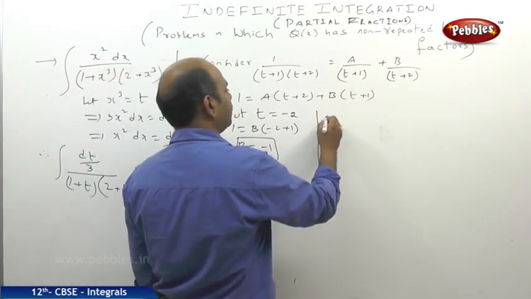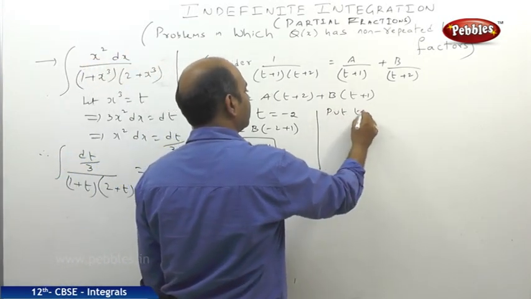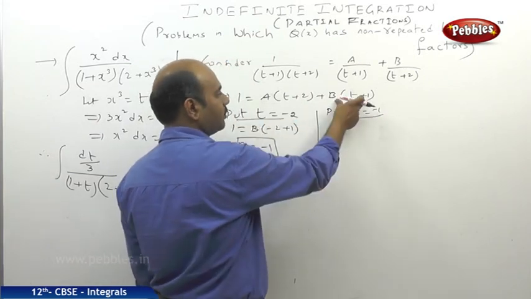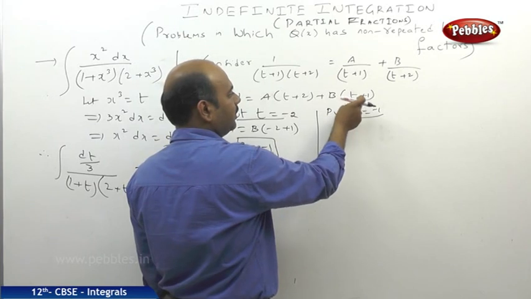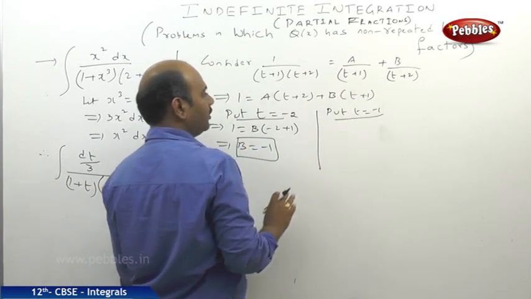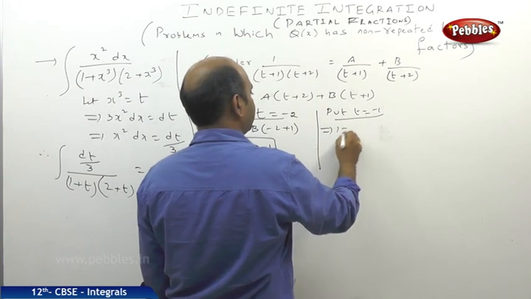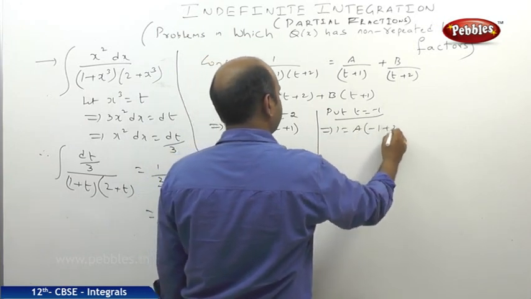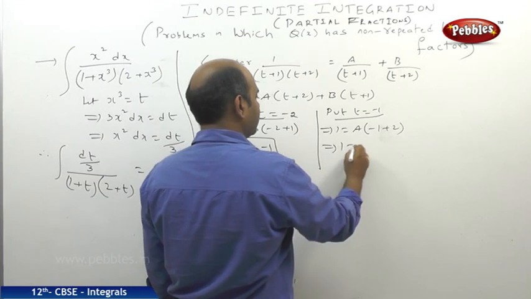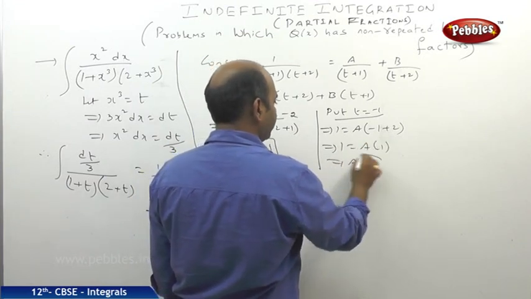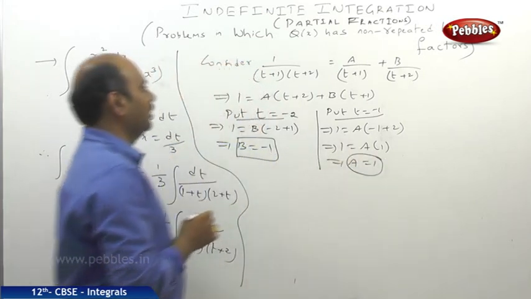So later, what I will be doing? I will be putting t is equal to minus 1 for my convenience. If I put t is equal to minus 1, this particular B term vanishes. So I will be getting the value of A. That implies 1 is equal to A into minus 1 plus 2. So 1 is equal to A into 1. That implies A is equal to 1.